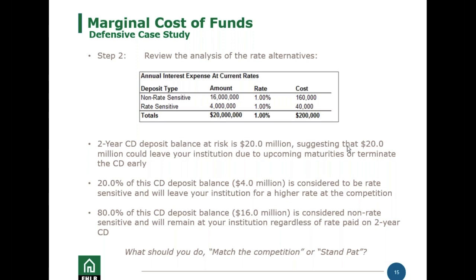So we have completed step 1, which is to consider your assumptions. We have just finished step 2, which is to quantify the rate sensitivity of your deposit base. Step 3 is the final act. Do you match the competition and pay up to keep and defend your deposits, or do you stand pat and let the rate-sensitive customers seek higher returns from the competition? Next slide, please.